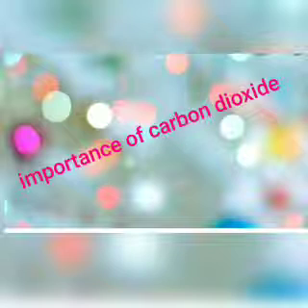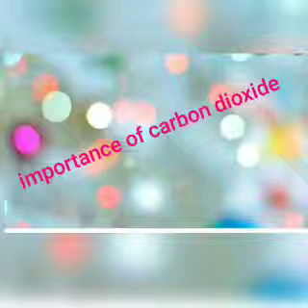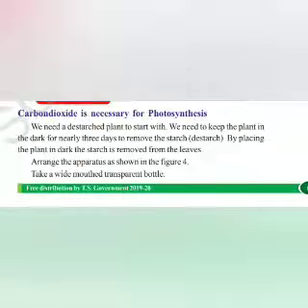To do this experiment, we require a bottle, a plant, and potassium hydroxide pellets or potassium hydroxide solution. First, we have to destarch the plant or the leaf of that plant. What is the destarching process? That means we have to remove all the starch which is present in the leaves. Then we can easily conduct the experiment, and it should be easily understood whether carbon dioxide is necessary for photosynthesis or not.